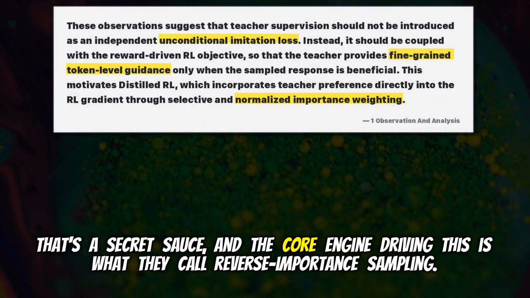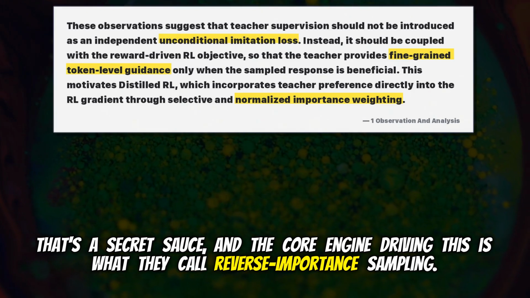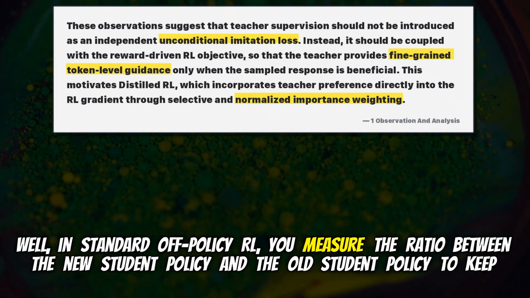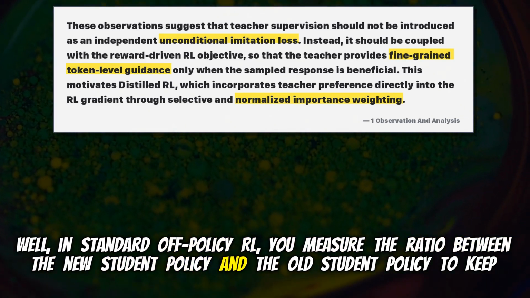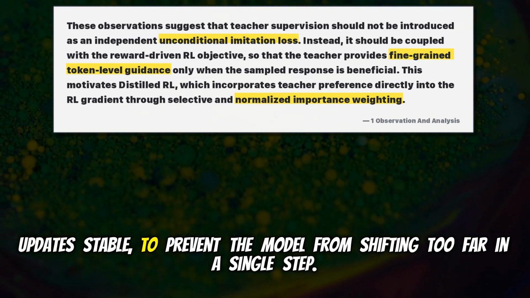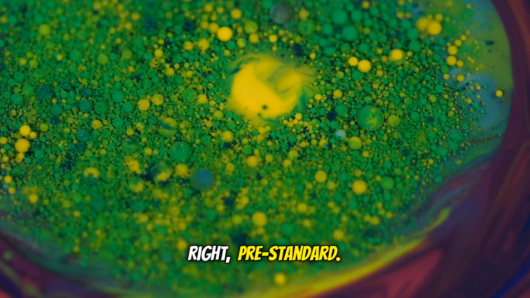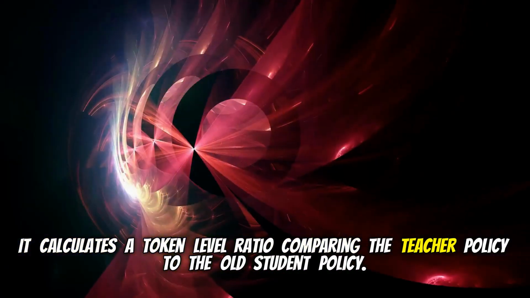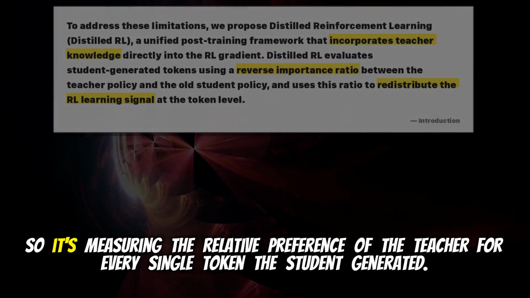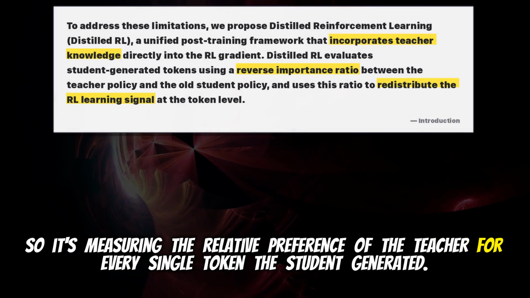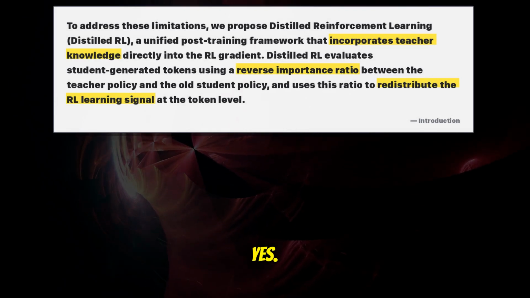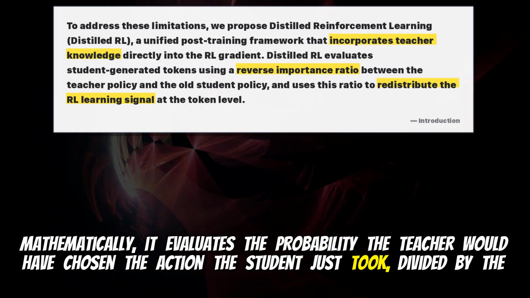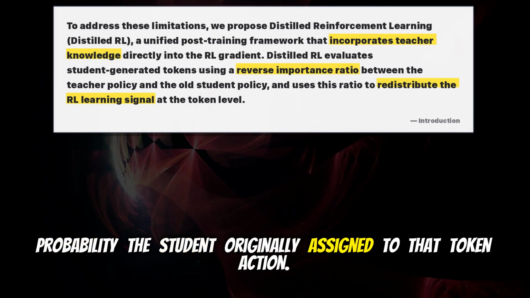That's the secret sauce, and the core engine driving this is what they call reverse importance sampling. Reverse importance sampling. Okay, break that down. Well, in standard off-policy RL, you measure the ratio between the new student policy and the old student policy to keep updates stable, to prevent the model from shifting too far in a single step. Right, pretty standard. But Distilled RL changes the numerator. It calculates a token-level ratio comparing the teacher policy to the old student policy. So it's measuring the relative preference of the teacher for every single token the student generated. Yes. Mathematically, it evaluates the probability the teacher would have chosen the action the student just took, divided by the probability the student originally assigned to that action.